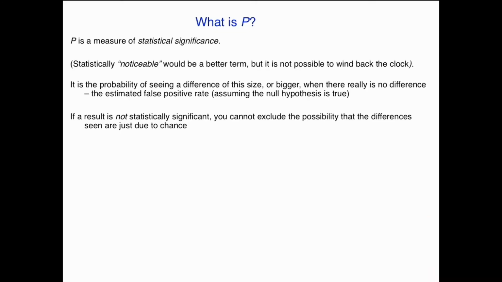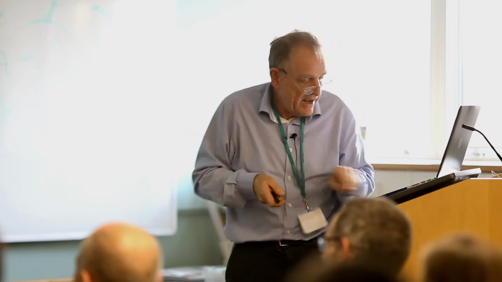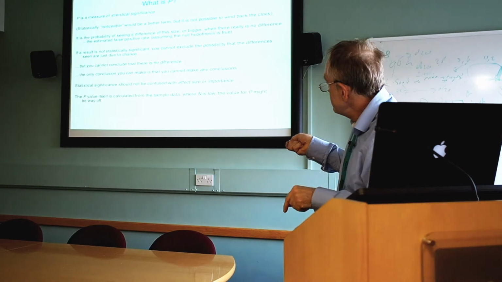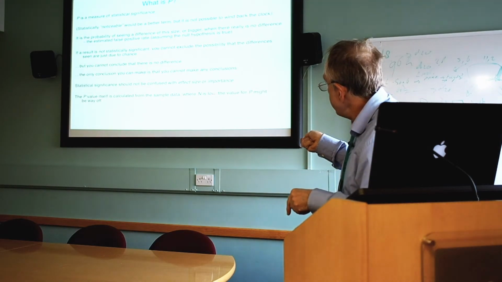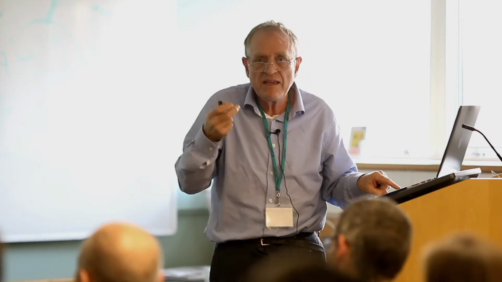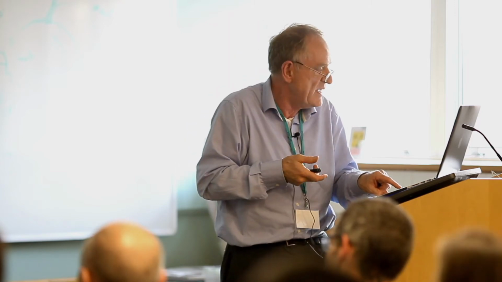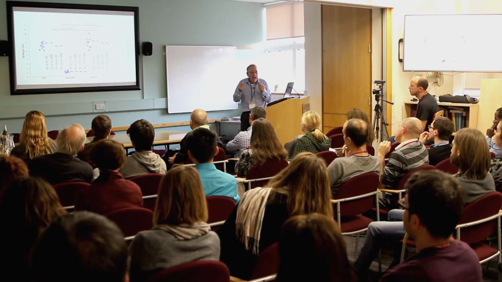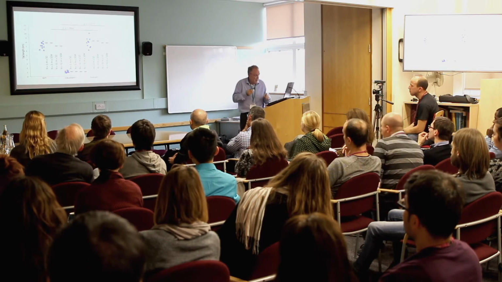And if a result is not statistically significant, you can't exclude the possibility that the difference you've observed is just due to chance alone. The only conclusion you can make is that you cannot make any conclusions. Statistical significance shouldn't be confused with effect size or importance, and the p-value itself is calculated from sample data, so when n is low, the value for p might be way off. In fact, you need at least an n of 30 before you can get any sort of accurate estimate of p. If you're not seeing clear-cut answers, then design a better experiment.